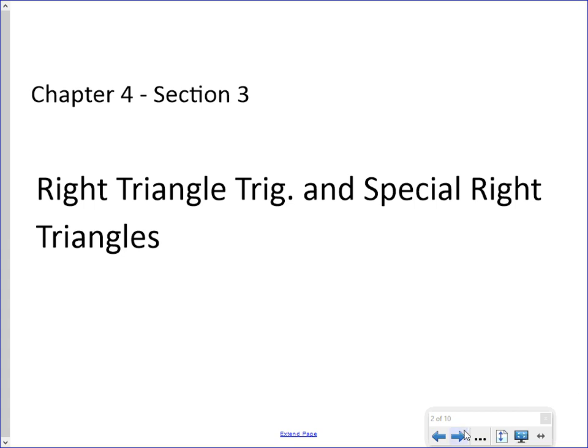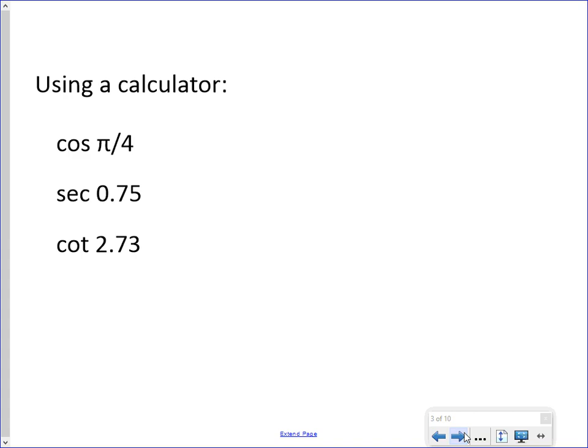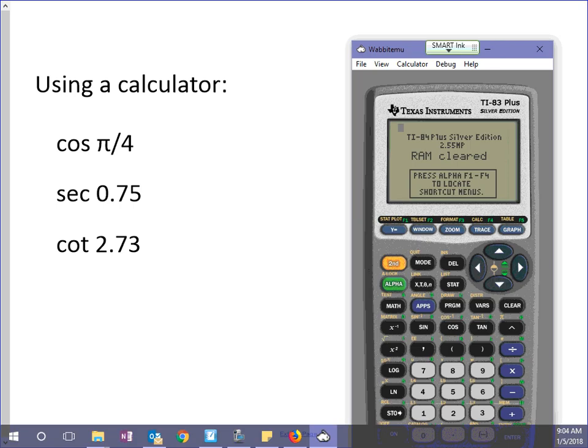So first thing we want to do is introduce evaluating trig functions in the calculator. So using a calculator, can we do these things? I'm going to pull up my calculator here on the screen as well, and you can get out your calculator. Now let's look over the three things that we're being asked to do: cosine of pi over 4, secant of 0.75, and cotangent of 2.73. What are you noticing about all of those angle measures?